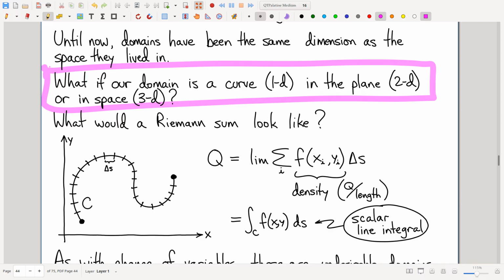So we invent a new kind of Riemann sum, and the Riemann sum is this right here. Okay. Same strategy as with every other kind of Riemann sum we've ever thought of. We take our domain, we chop it up into little pieces. Right? That's the natural thing to do. Chop it up into little pieces.